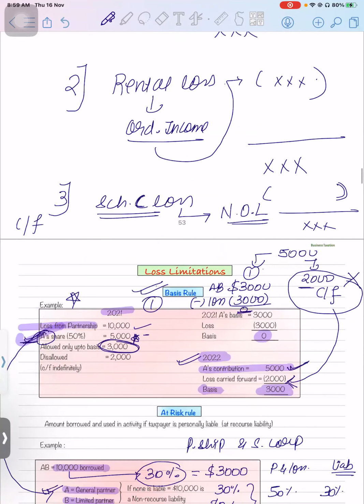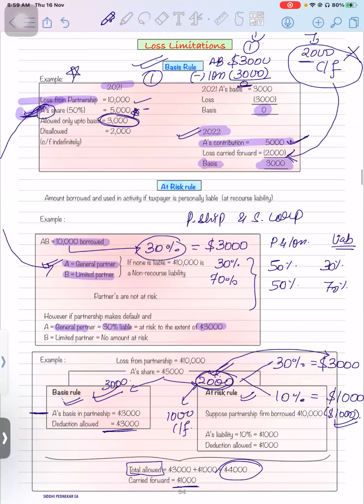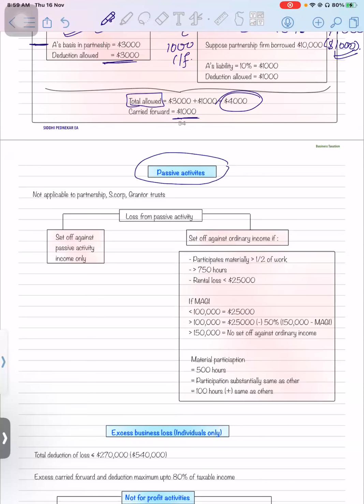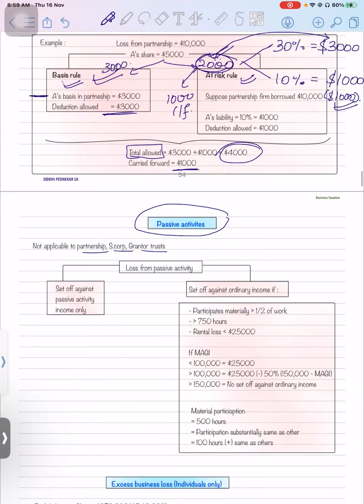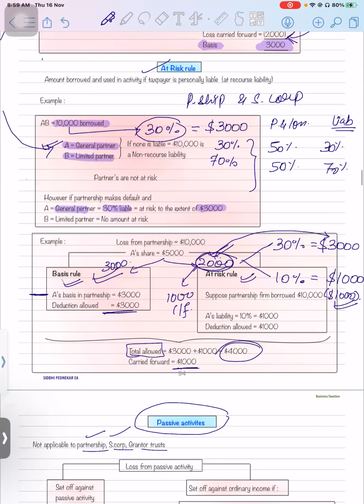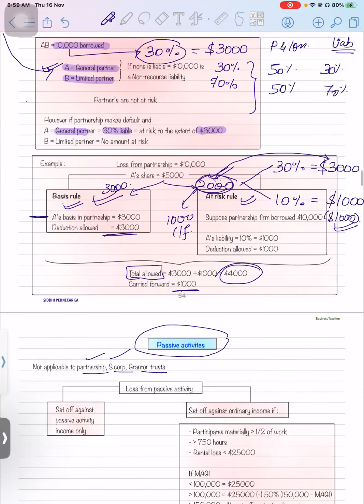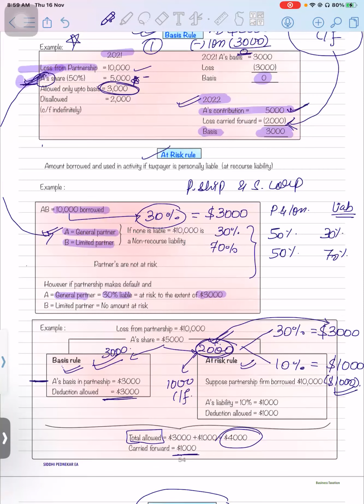Okay, so the first one we have seen is basis and at-risk. Let's look at the next, which is passive activities. If you are having a rental property, this is not applicable to partnership, S Corp and trust, because they have already been given preference in our first two steps. Partnership and S Corp are not going to have any passive activity loss. Only in case of ordinary income, they will have an ordinary loss.